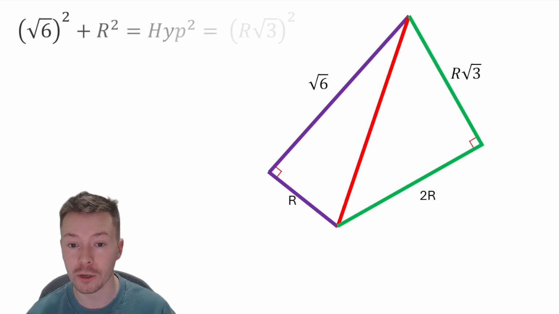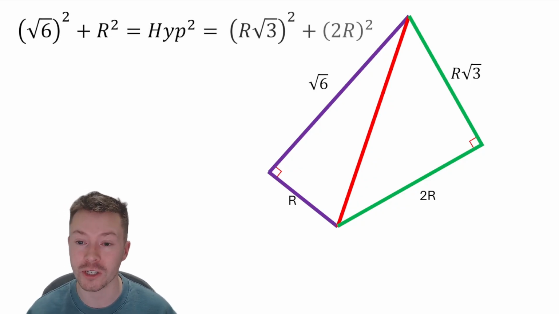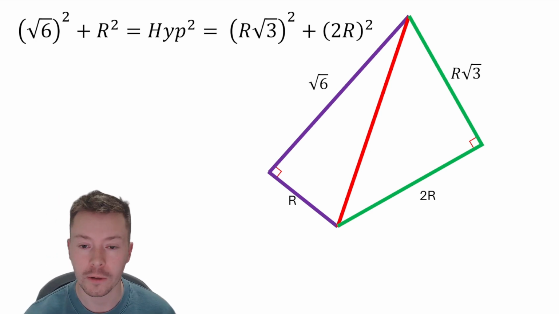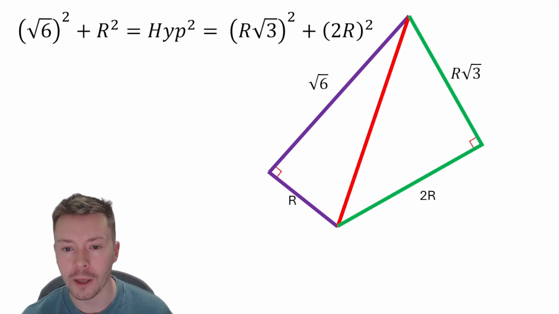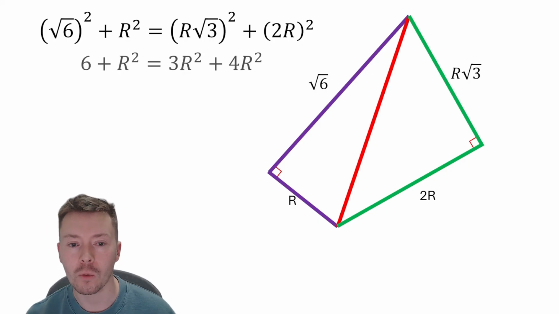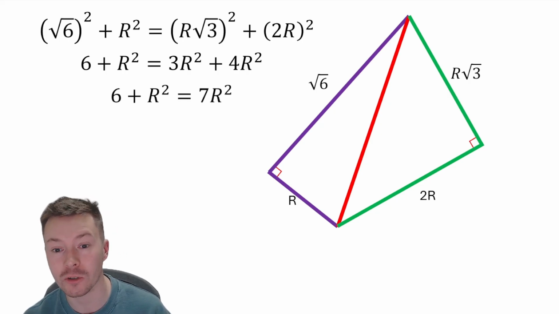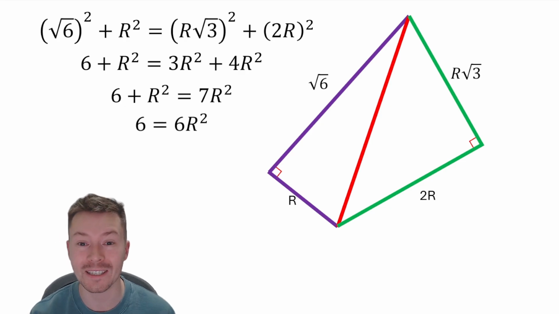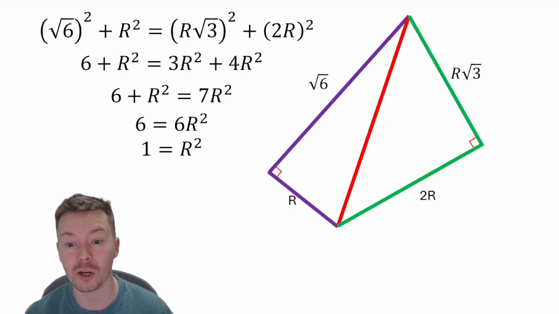Root 6 squared plus r squared is the hypotenuse squared, which is r root 3 squared plus 2r squared. Now we simplify that and get rid of that hypotenuse in the middle because we don't need it, because they're both equal to each other. We're going to get 6 plus r squared is 3r squared plus 4r squared. So 6 plus r squared is 7r squared. Take away the r squared from both sides. We get 6 is 6r squared. Divide by 6. We get 1 is r squared.